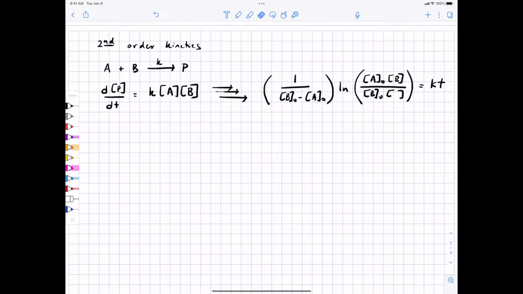Now, notice if you were going to fit data to this equation, you would need to be able to monitor two things at once. First, you would need to be able to monitor the real-time concentration of A, and second, the real-time concentration of B. And that may not be practical under a lot of different conditions.